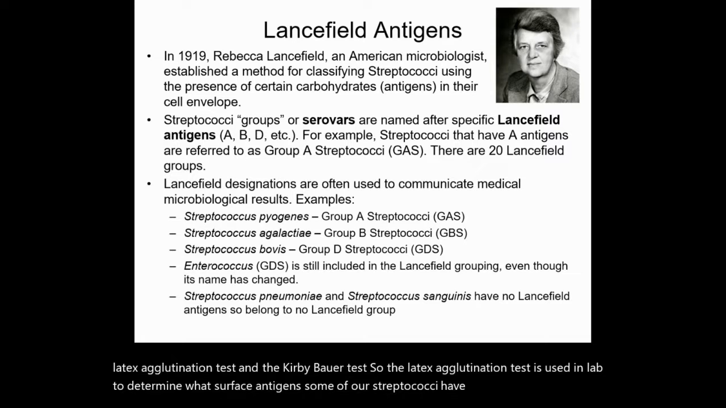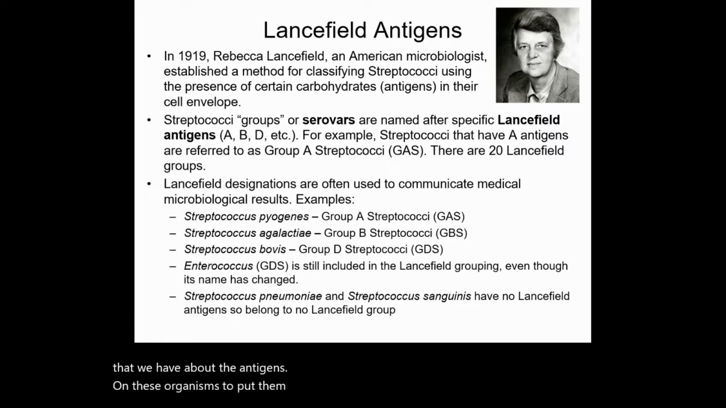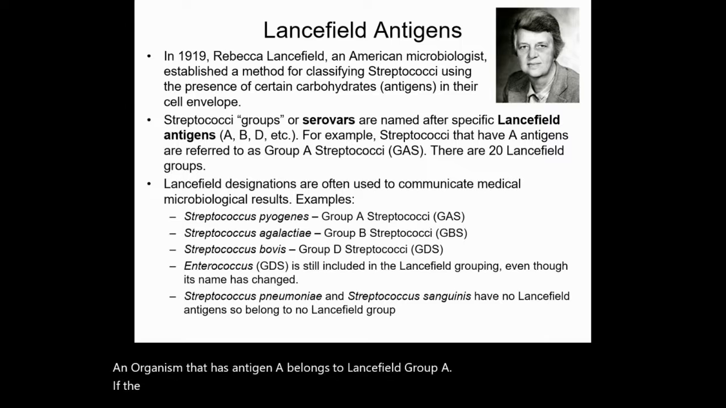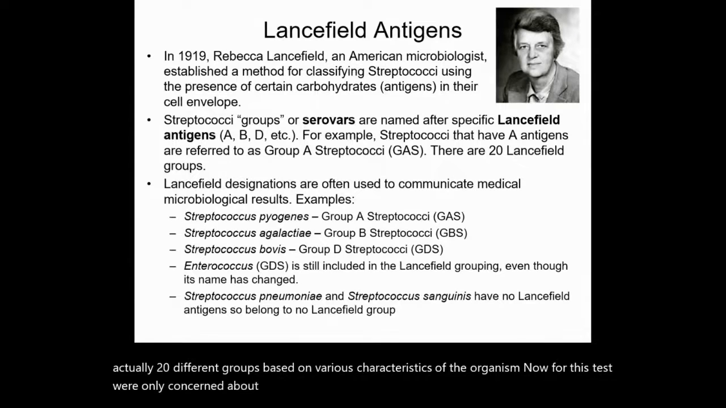And we use the knowledge that we have about the antigens on these organisms to put them into different Lancefield groups. So an organism that has antigen A belongs to Lancefield group A. If the streptococci has antigen B, it belongs to group B, and so on and so forth. And there are actually 20 different groups based on various characteristics of the organism. Now, for this test, we're only concerned about which antigen the organism has.